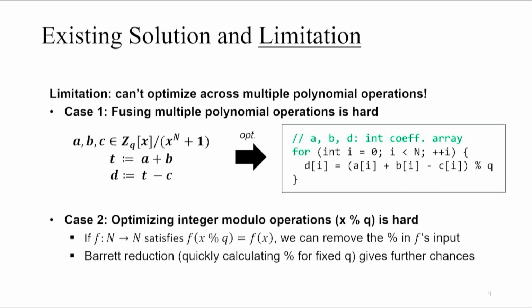The second issue is about optimizing integer modulo operations. If the result of some polynomial, or integer, is only used by a function that satisfies the property f(x) modulo q equals f(x), then we can remove the percentage. And in order to do this optimization, we need to do some analysis on the program.